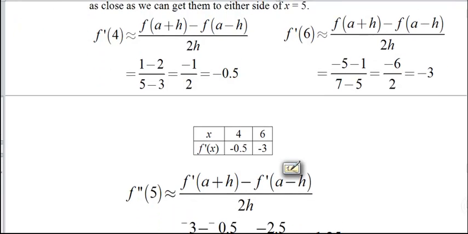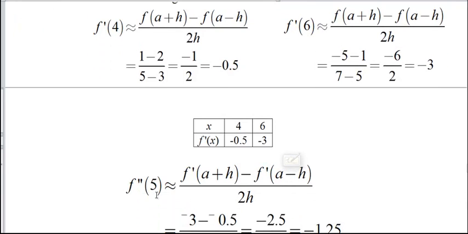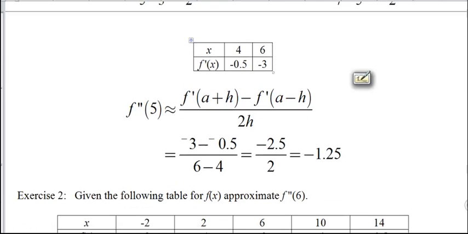Well, we're using this, so f double prime of 5 is approximately f prime at a plus h minus f prime at a minus h over 2h, and we're using these 2 points here. So the 2h is the delta x, which is 4 minus 6, which is 2, h is 1, and then we subtract the corresponding things in the top, and we get negative 1.25.